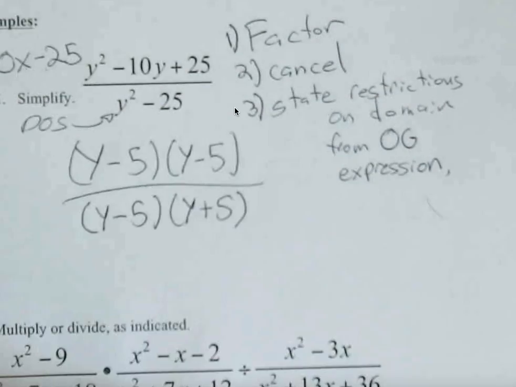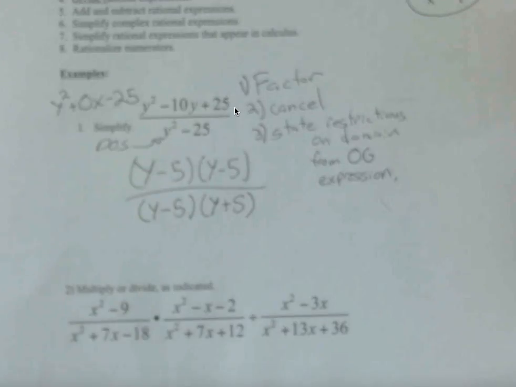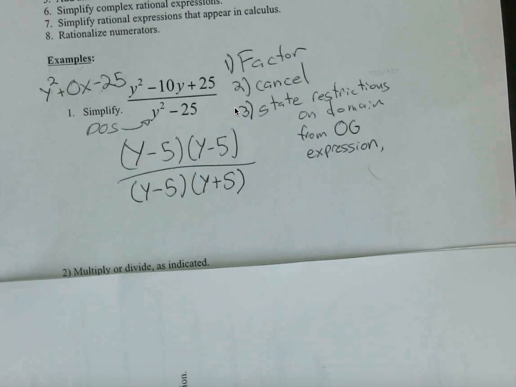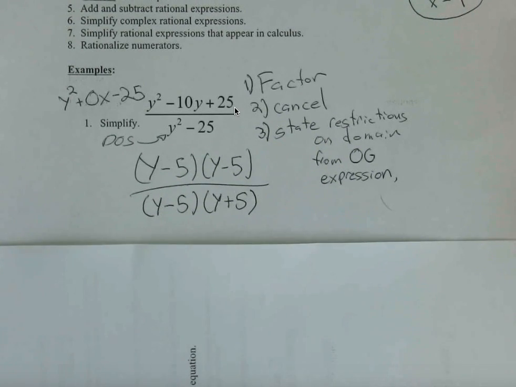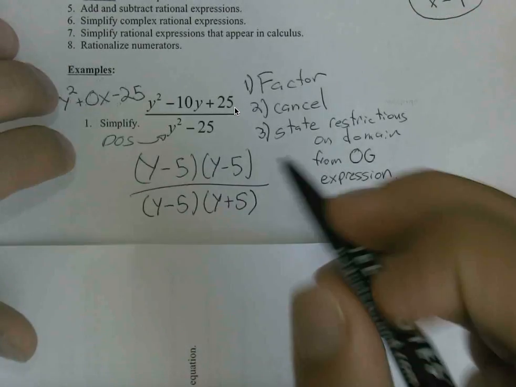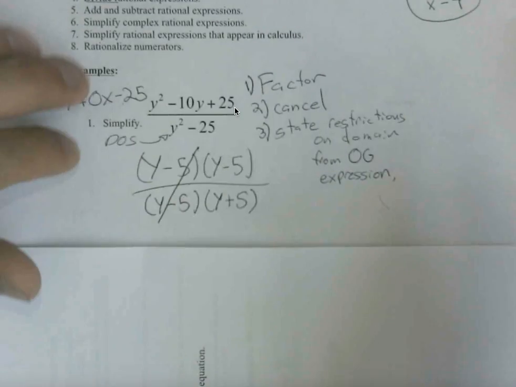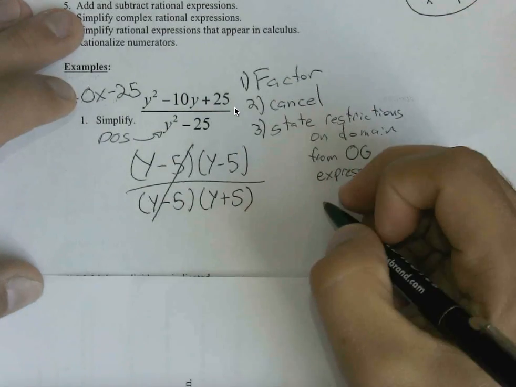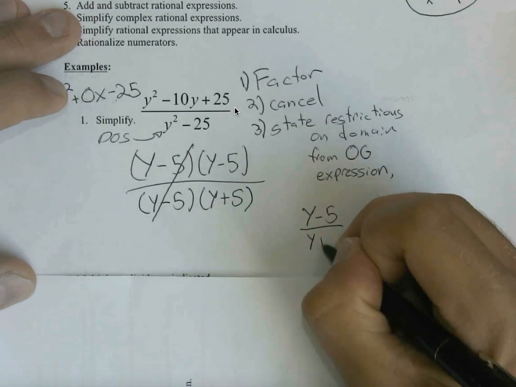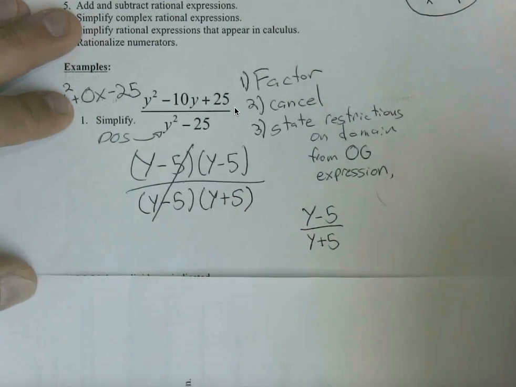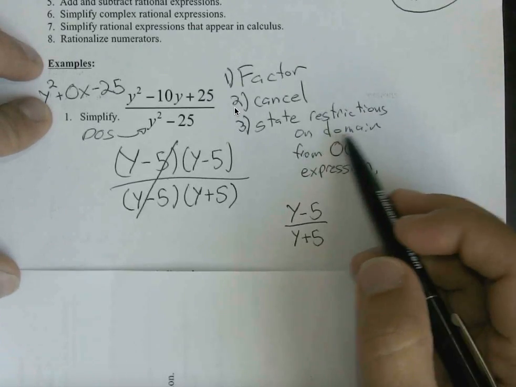Can we cancel anything from the top and the bottom? What do you think? Can we cancel anything? Any repeating terms? You should see that y minus 5 can cancel here and here, leaving us the most simplified expression of y minus 5, y plus 5, and then finally stating restrictions on the domain.